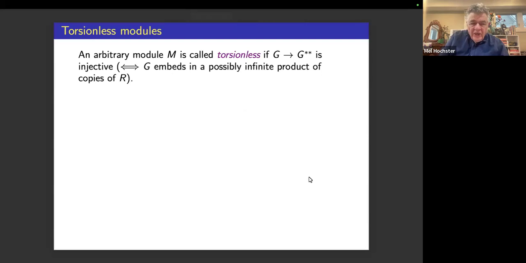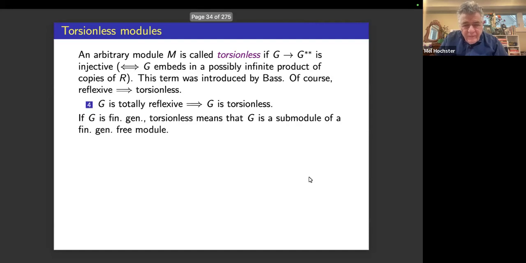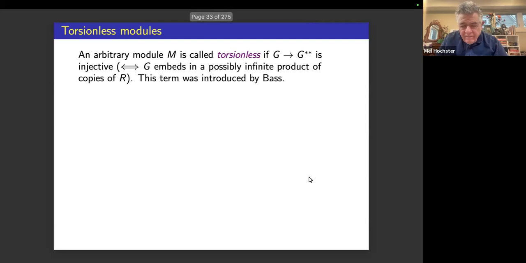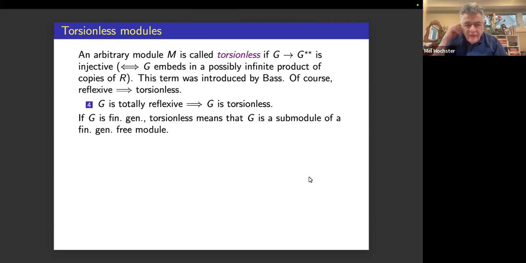And I'll mention that a module is called torsionless if the map to its double dual is injective, and that's equivalent to it embedding in a possibly infinite product of copies of R. And I'm somewhat interested in that notion, even if the module isn't finitely generated. And that term was introduced by Bass about 60 years ago, I would guess. And of course, reflexive implies torsionless, obviously. And so totally reflexive implies torsionless.